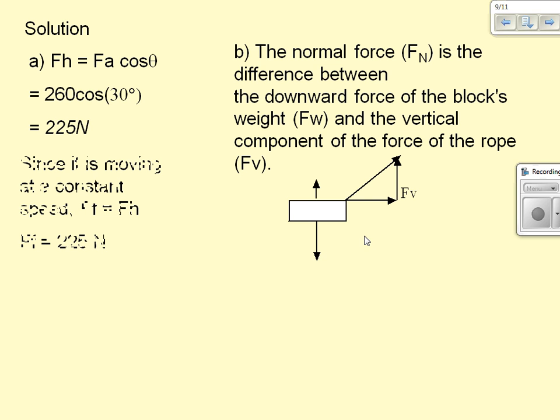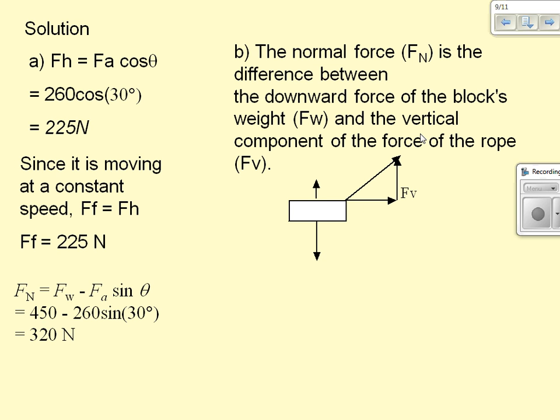Okay, so what do we need to do here? Oh, I need to finish that, sorry. Since it's moving at a constant speed, the friction force is equal to the horizontal component. You guys probably had that figured out already. Here, this goes with this. So I need to find the vertical component. That's what this is right here. FA sine theta is the vertical component, which is 260 sine 30. The weight force is 450, which has reduced the normal force down to 320 newtons.